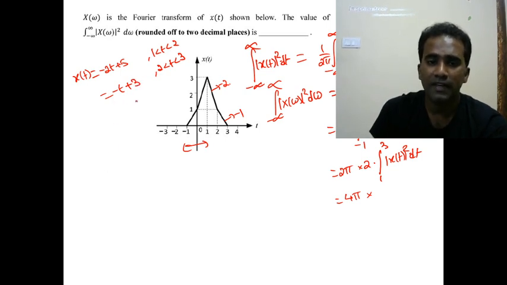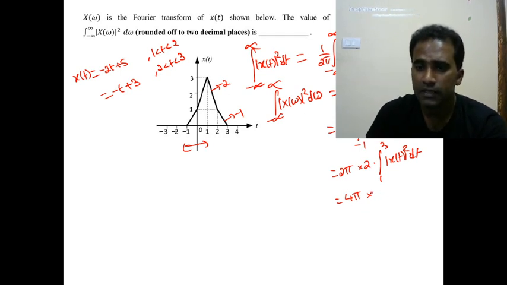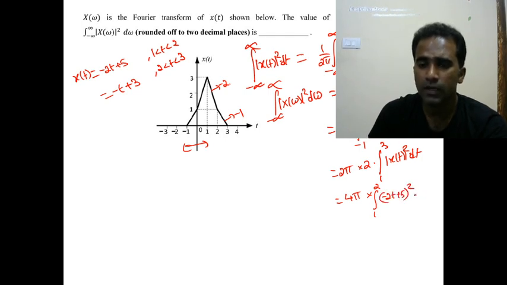So we can write the equations for the other regions also, but we don't need them because we are integrating only from 1 to 3. So let us substitute this. It is 4 pi into the integration from 1 to 2. From 1 to 2, the equation is minus 2t plus 5 whole square, plus the integration from 2 to 3 of minus t plus 3 whole square dt.